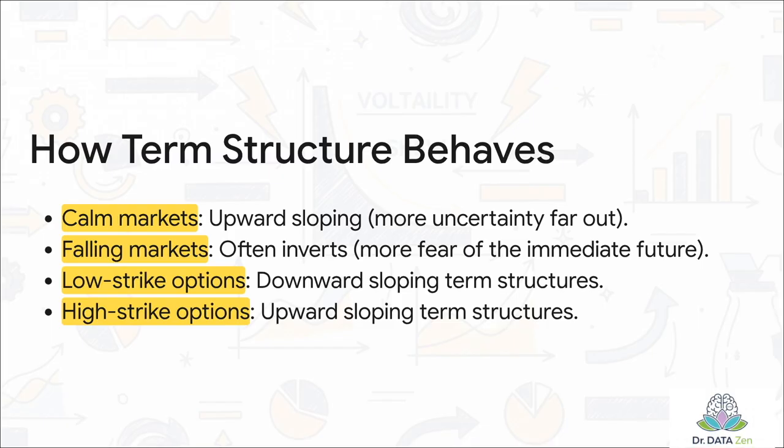And this part is absolutely critical. That behavior is directly linked back to skew. The term structure for those low-price protective options is usually sloping down because a big drop tends to happen suddenly, all at once.